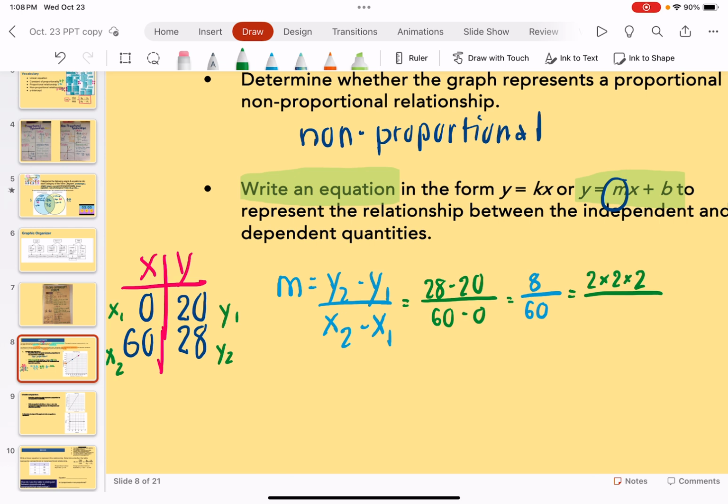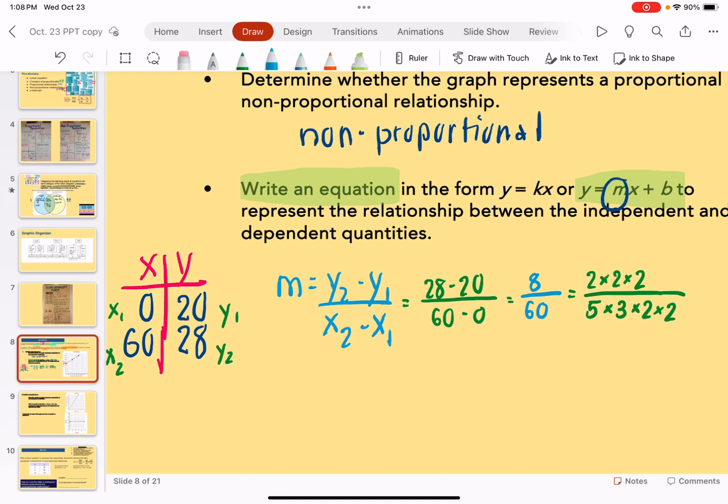And then for 60, there's multiple factors of 60. I'm going to go with 12 times 5. So 5 is a prime number, so that's the smallest number it can be broken into, but 12 is not, right? So 12 can be broken down into 3 times 4. So then I have 3 times 4 can be broken down into 2 times 2.